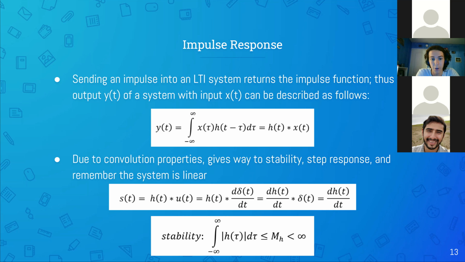Okay. So due to convolution, this gives way to things like stability, step response, and then also that the system is linear.